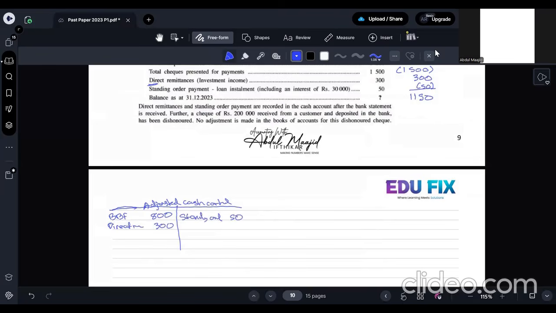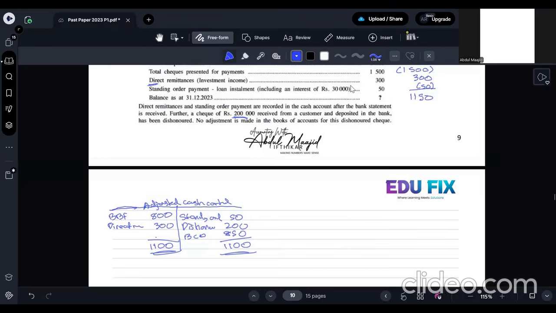And the dishonored check. The check received from a debtor is dishonored. When you receive a check from a debtor, it will be debited. Now, when it is dishonored, you will credit it. Dishonored check 200. Now, when you balance off, you can find the adjusted cash balance: 1,100 minus 250. Balance carried down will be 850, right? 850. Okay.